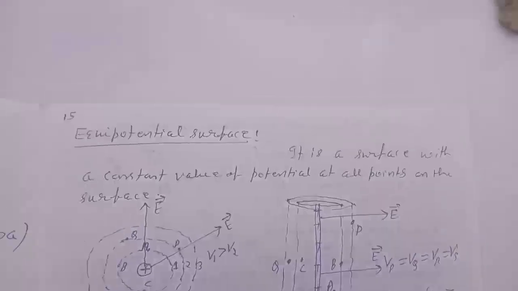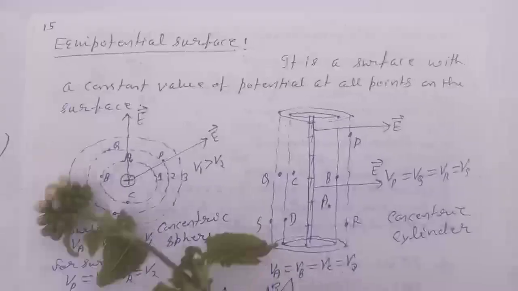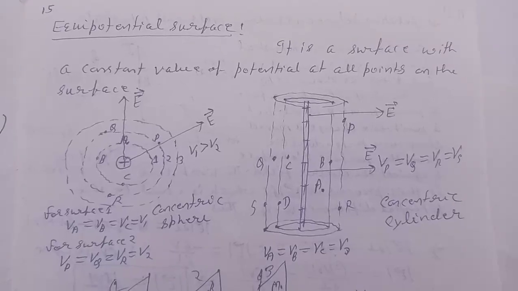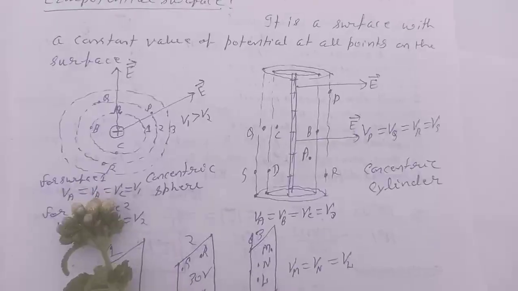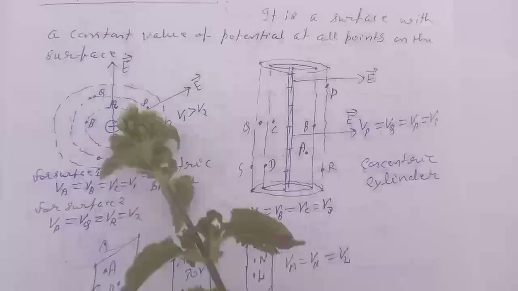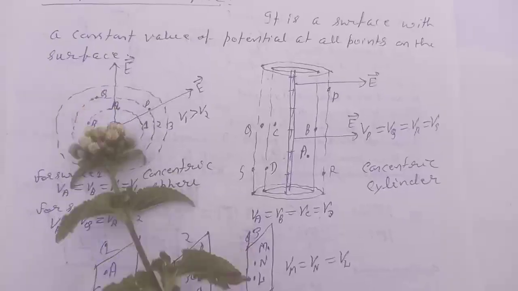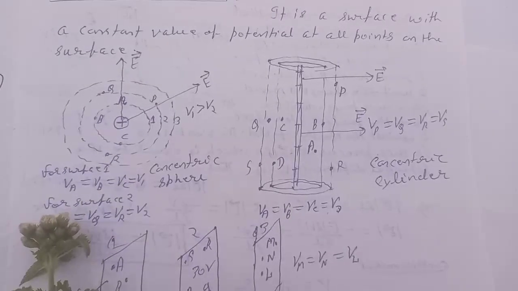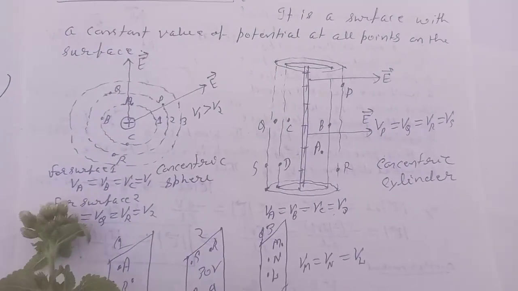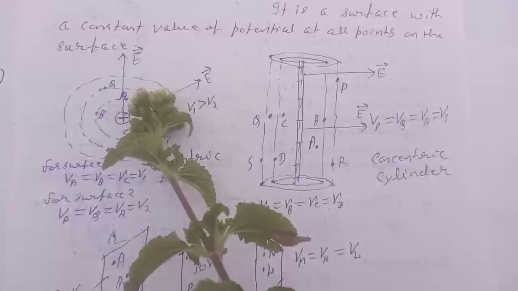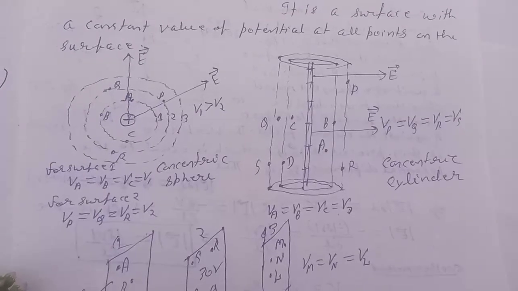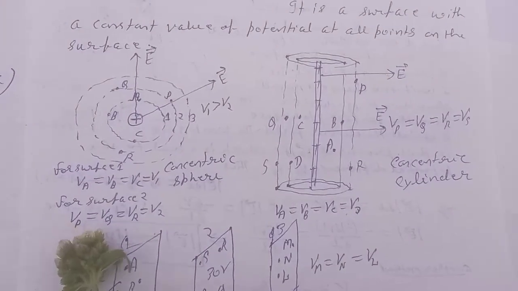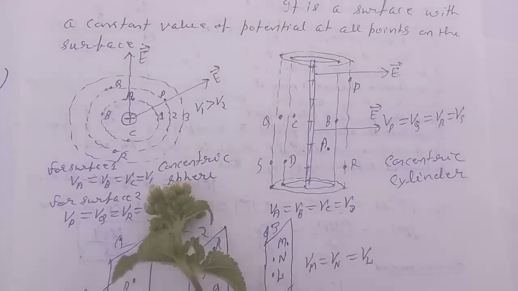Now, equipotential surface. It is a surface with a constant value of potential at all points on the surface. This is a concentric sphere, and this is a concentric cylinder. For surface 1, VA equals VB equals VC equals V1, and for surface 2, VP equals VQ equals VR equals V2.